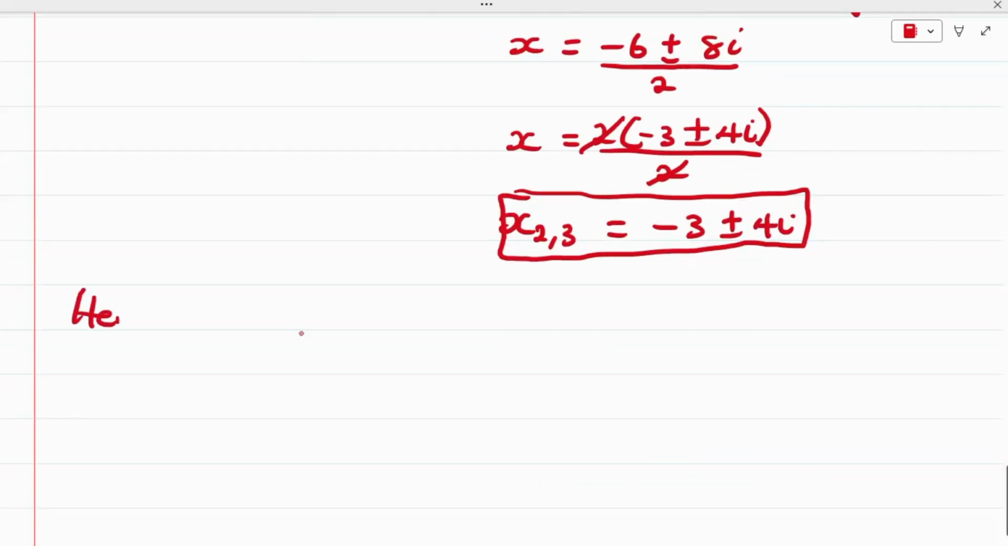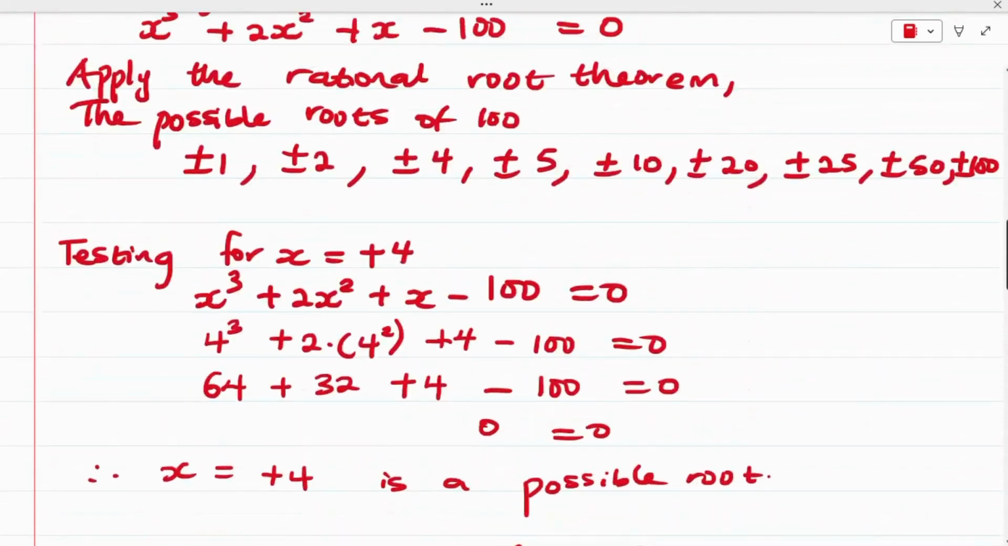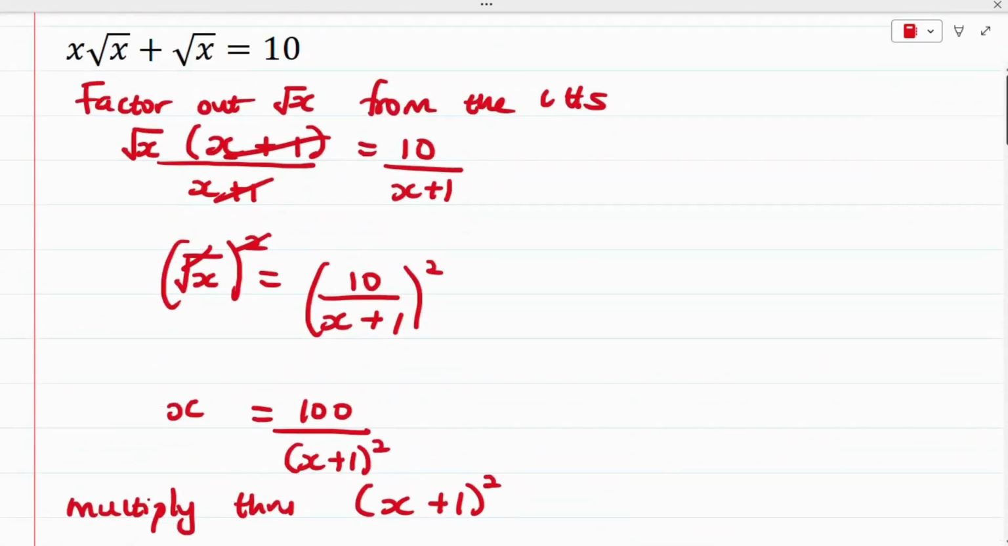So hence we have the values of x to be x is equal to 4 and x is equal to minus 3 plus minus 4i, and this is the complex root, and we have x equals 4 to be the real root. So these are the values of x to this question right here, that says that x into the square root of x plus the root of x is equal to 10. So we have been able to solve this question right here.